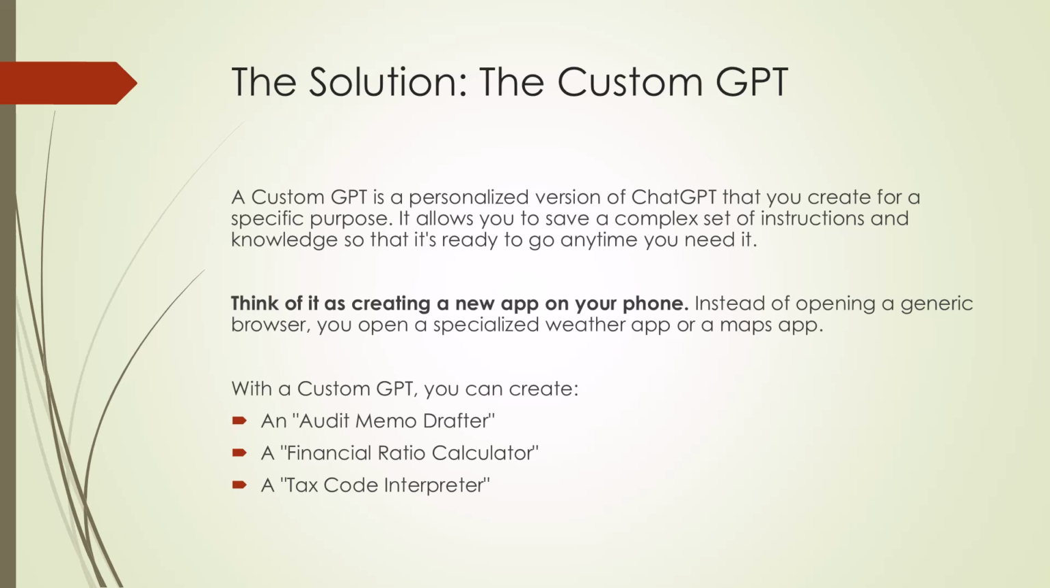A custom GPT is a personalized version of ChatGPT that you create for a specific purpose. It allows you to save a complex set of instructions and even upload specific knowledge so that your specialized AI is ready to go anytime you need it. A great way to think about this is like creating a new app on your phone. Instead of opening a generic web browser for everything, you open a specialized weather app or a maps app. With a custom GPT, you can create your own specialized apps like an audit memo drafter, a financial ratio calculator, or a tax code interpreter.